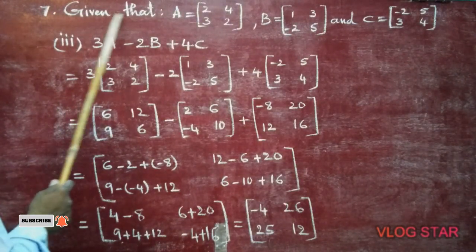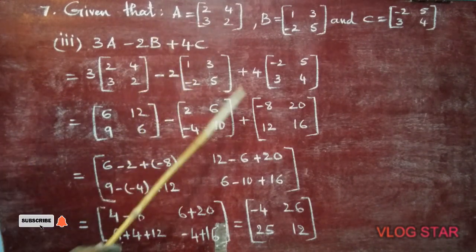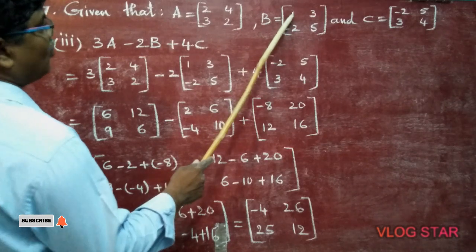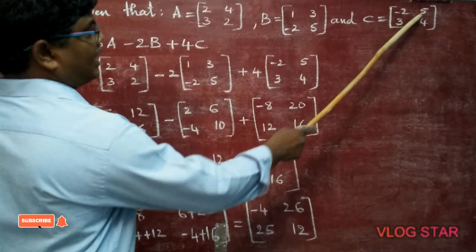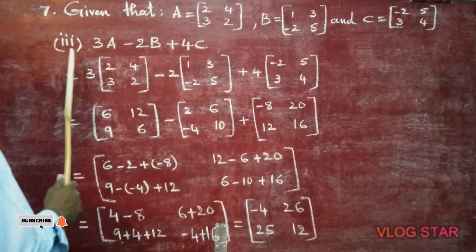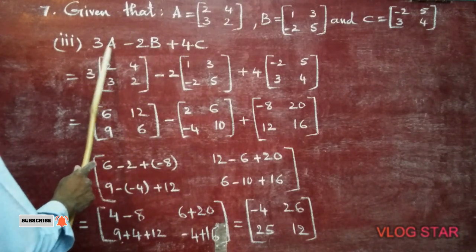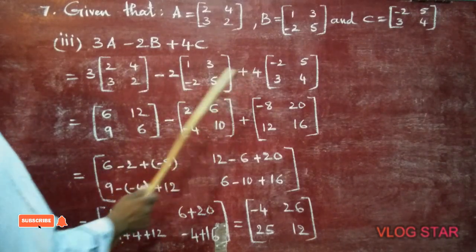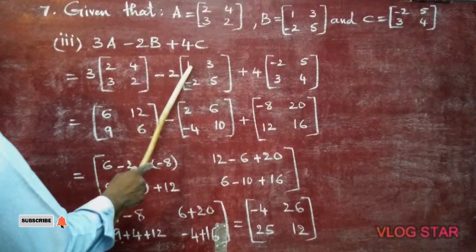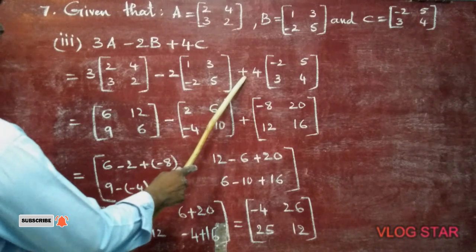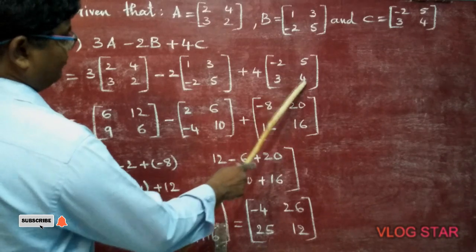Seventh problem. Given that A is equal to the matrix 2 4 3 2, B matrix 1 3 minus 2 5, and C matrix minus 2 5 3 4. Now the third bit: 3A minus 2B plus 4C. What is the meaning of 3A? 3 into A, 2B is 2 into B, 4C is 4 into C. So 3 into A, 2 4 3 2, minus 2 into 1 3 minus 2 5, plus 4 into the C matrix, minus 2 5 3 4.